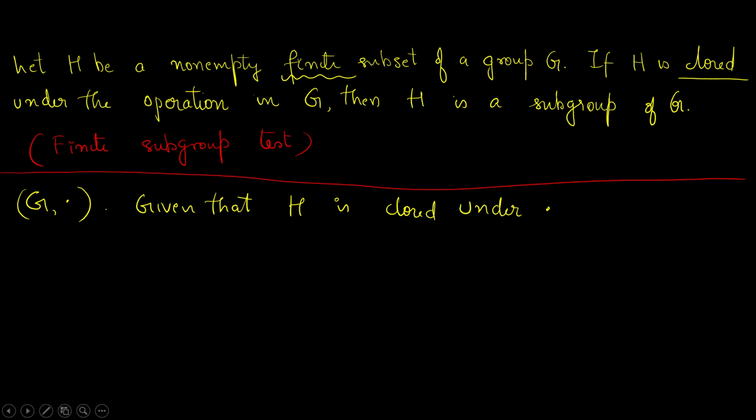What does that mean? Given any elements a, b in the set H, we have that a dot b, which I'm writing as ab, is in H. This is what we mean by closed under the operation. So given any a, b in H, we have that ab is in H. This is the given property.